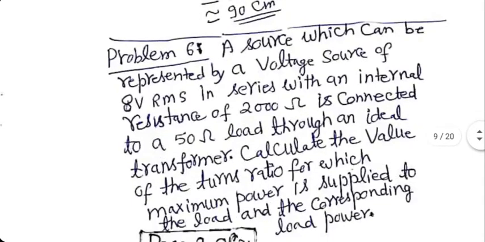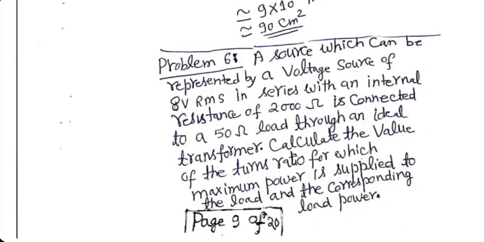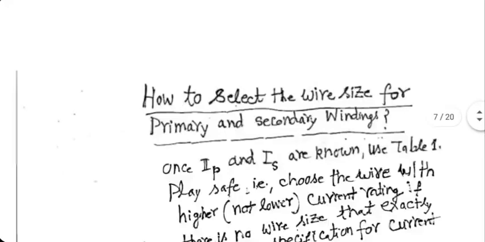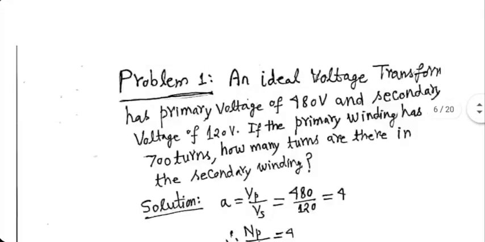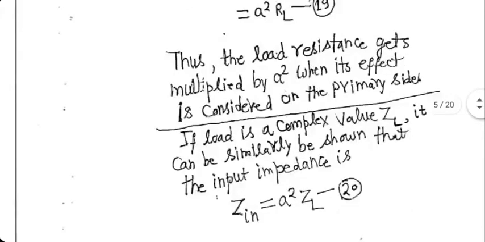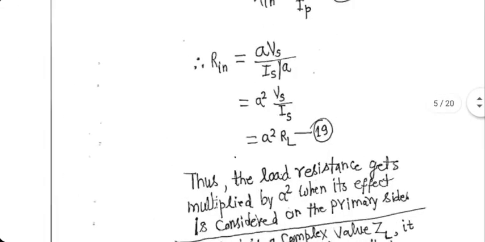Another one. A source which can be represented by a voltage source of 8 volt RMS in series with an internal resistance of 2000 ohm is connected to a, by the way, this problem is essentially going to use this load transformation thing I was telling you about. This one, A square RL type of thing. This is the formula which will be useful in that problem.